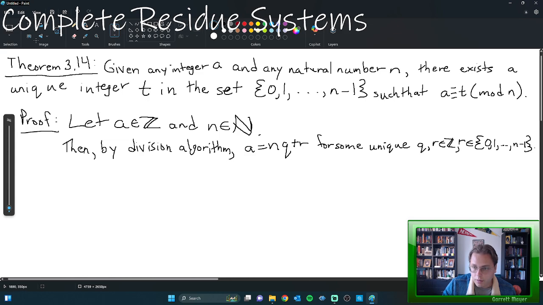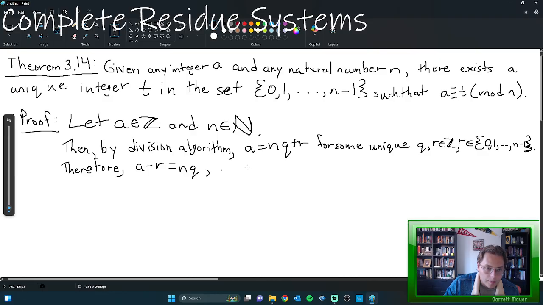If you're thinking ahead here, you can probably guess now that r is actually going to be this t that we're trying to find, because it is in this set, and what we're going to talk about next. Oh my gosh, I'm getting right up to the side of the page. I think that's fine. You can see that's n minus 1. I'm being way too pedantic about my own handwriting here. So then, therefore, A minus r equals nq, just rearranging the equation a little bit.